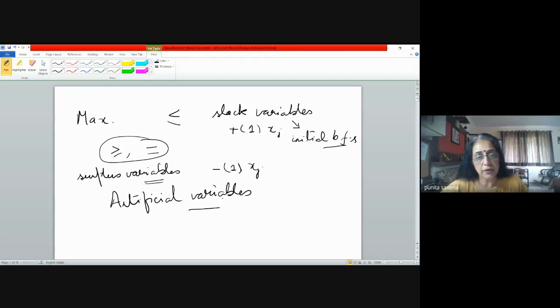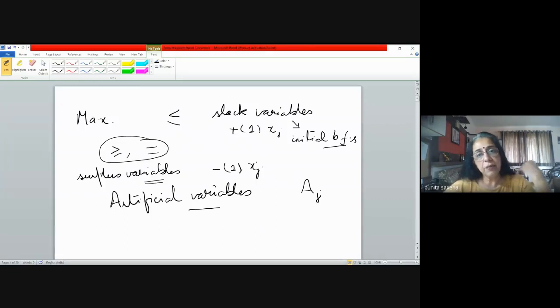Artificial variables we usually denote by Aj. Why not X? Because they are neither slack nor surplus. That means they do not have any physical significance nor any economic significance. They are just there. That is why we call them artificial. They are variables, but they're artificial.